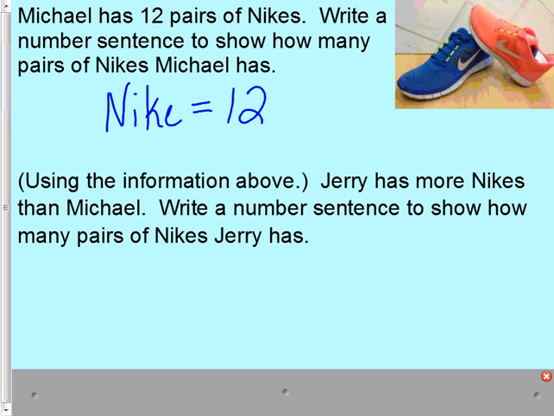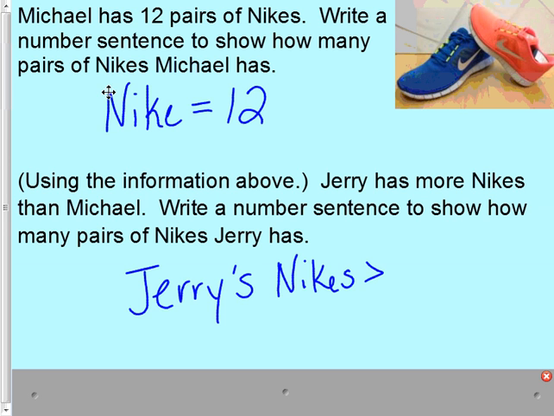Now, another example, and something that's a little different, using that same information, Jerry has more Nikes than Michael. So write a number sentence to show how many pairs of Nikes Jerry has. Well, if Michael has 12 and Jerry has more than that, then Jerry's amount has to be greater than 12. So that's an example of an inequality. It's when it doesn't tell us exactly what the number has to be, but it gives us sort of a range of what the numbers could be.